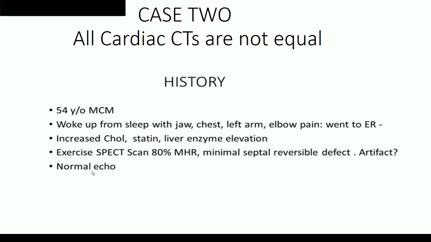He was seen in the emergency room there. A normal echo. Everything was normal. And so they didn't know why he had chest pain. He was sent home, and nothing was found in this gentleman. Actually, he stopped his statin because of his increased liver enzymes and was on no medical treatment.